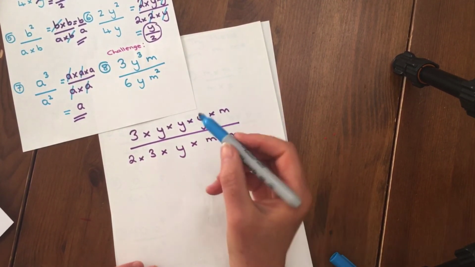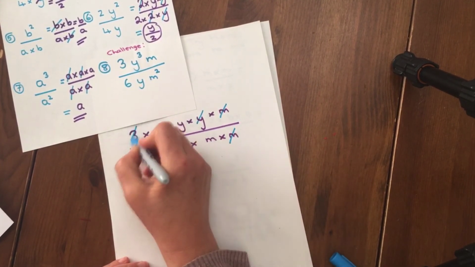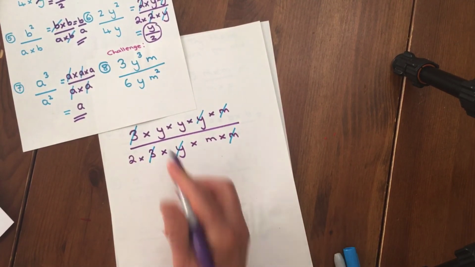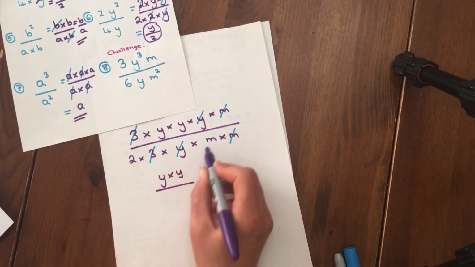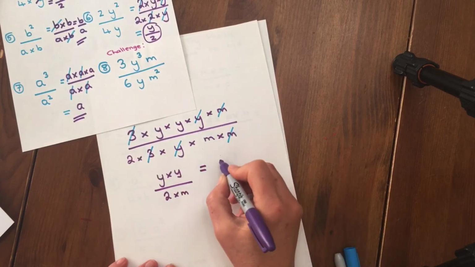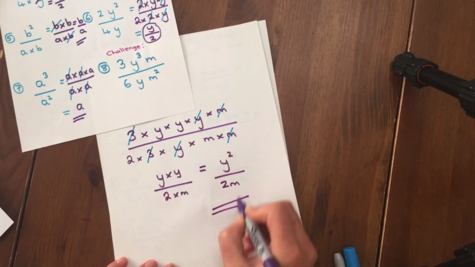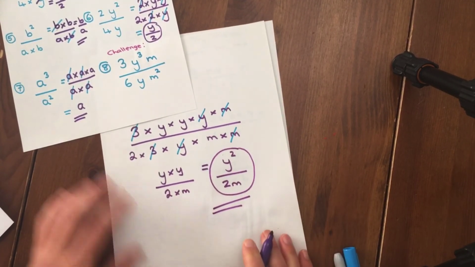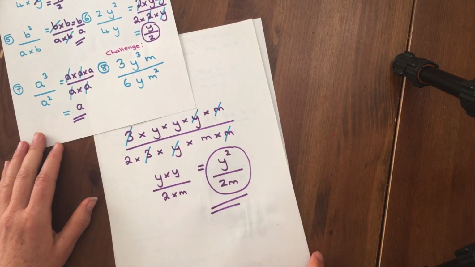Okay, so what can we cancel, year 8? Y's, m's, and 3's. So what am I left with? On the numerator, I have y times y. Denominator, I have 2 times m. If I simplify that, I've got y squared on the top and 2m on the bottom. And there is my last answer. Very impressed if you got that last question right, year 8. Very difficult. Okay, now it's your turn for the learning check.